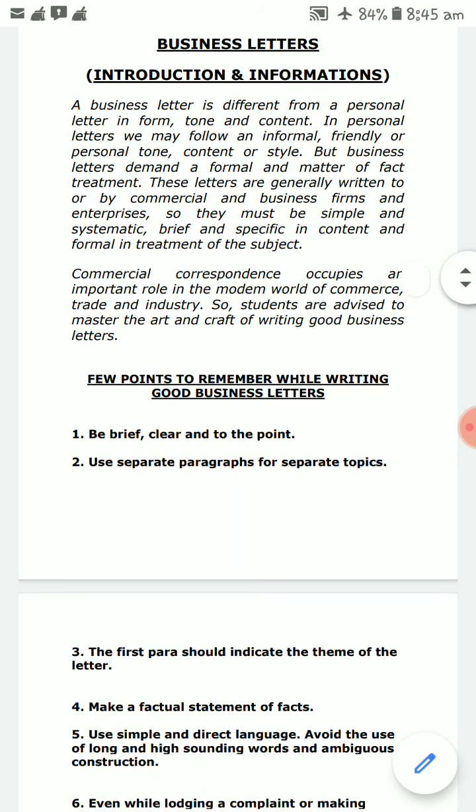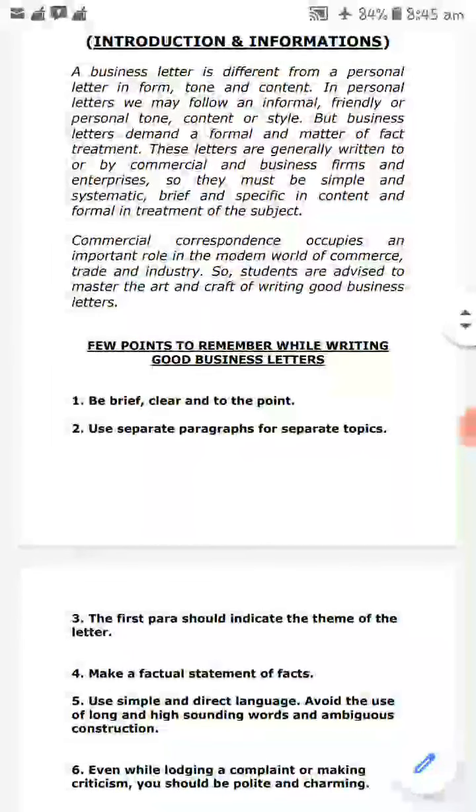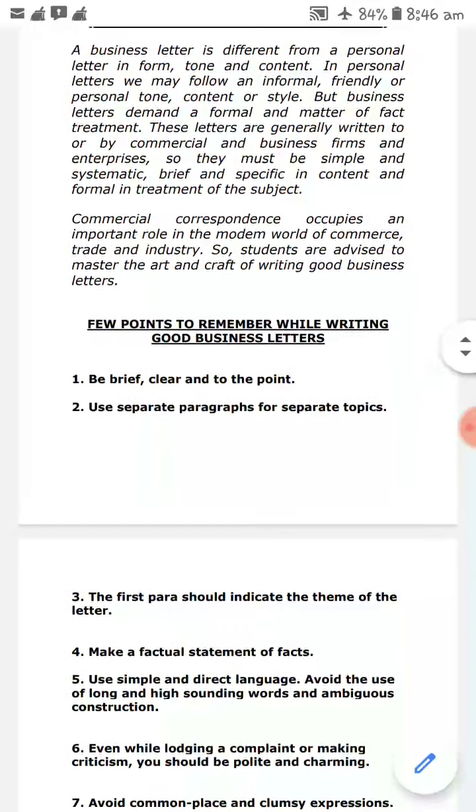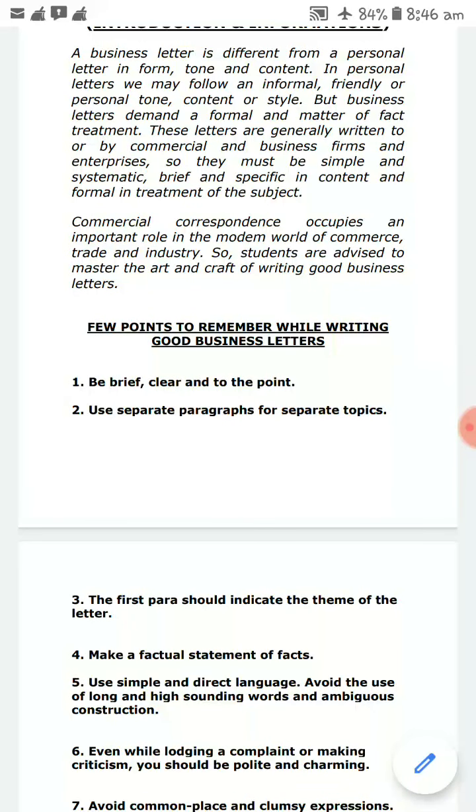Commercial correspondence occupies an important role in the modern world of commerce, trade and industry. Commercial correspondence plays a very important role in this modern world of trade and commerce. We all know about it. So students are advised to master the art and craft of writing good business letters. It is the responsibility of the students to practice more and more and to be well acquainted with the style, the form and the content of a business letter. That was the intro part related with business letters.